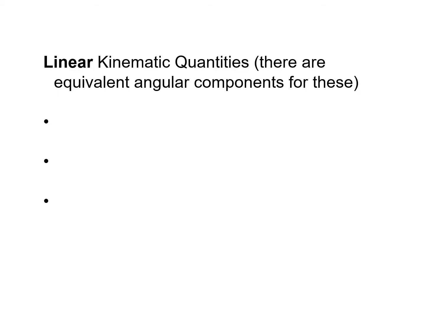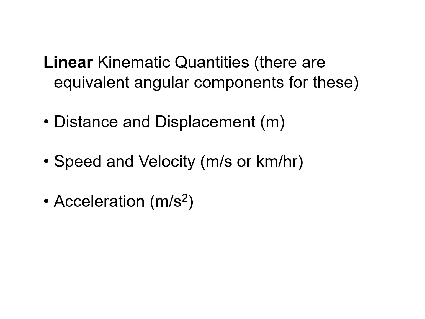Let's talk about linear kinematic values, or the actual quantities that we measure in linear kinematics. Once again, these are equivalent to the angular components as well, in angular kinematics. So let's look at our 3 main kinematic quantities. We have distance and displacement, speed and velocity, and acceleration. As we'll talk about on the next slide, it's important to make a distinction between what a scalar and vector quantity is.